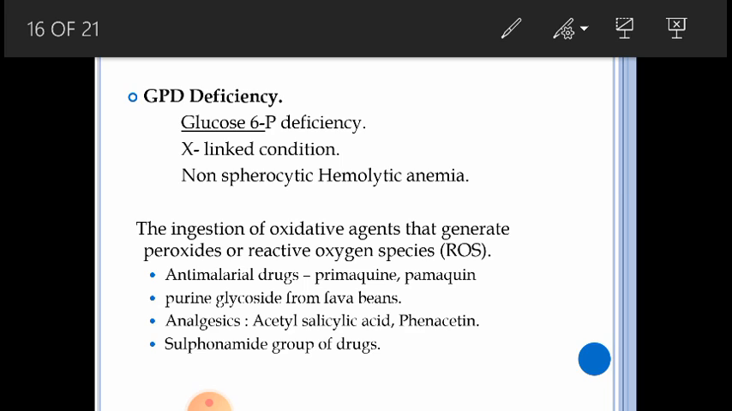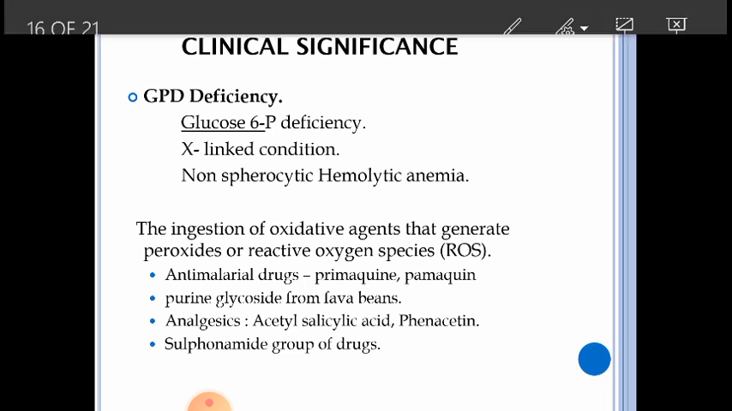Also, G6PD deficiency is causing a lower level of NADPH in the body, and the NADPH is not helping in the removal of peroxides, and these peroxides are actively killing the RBC cells. So it is causing cell lysis. RBC cells are getting lysed here.